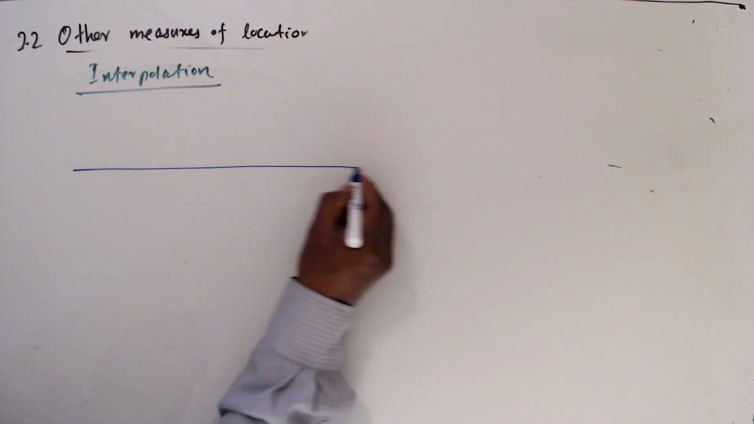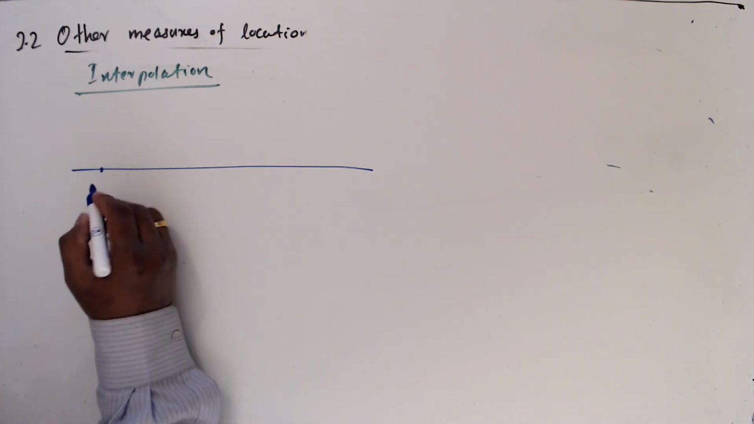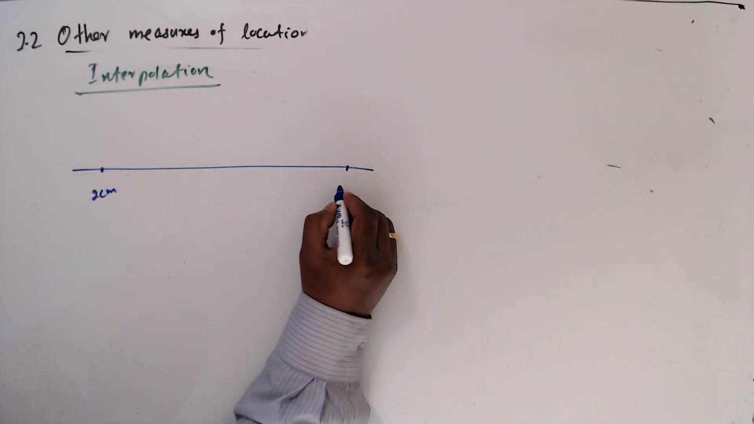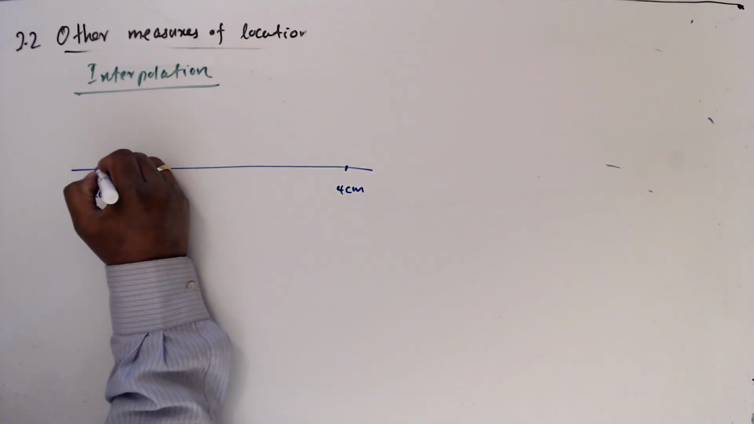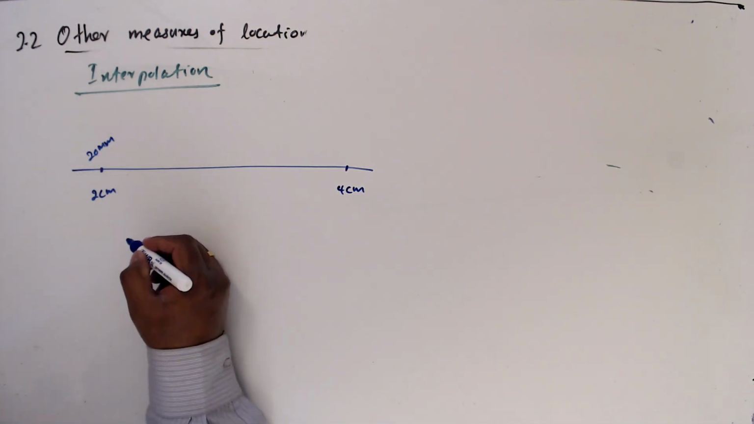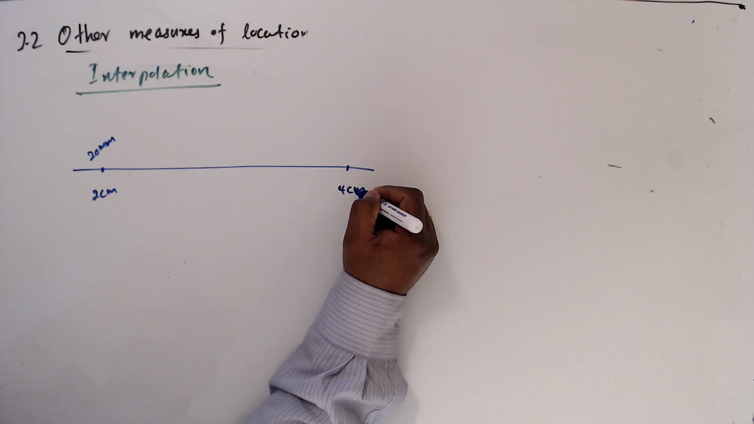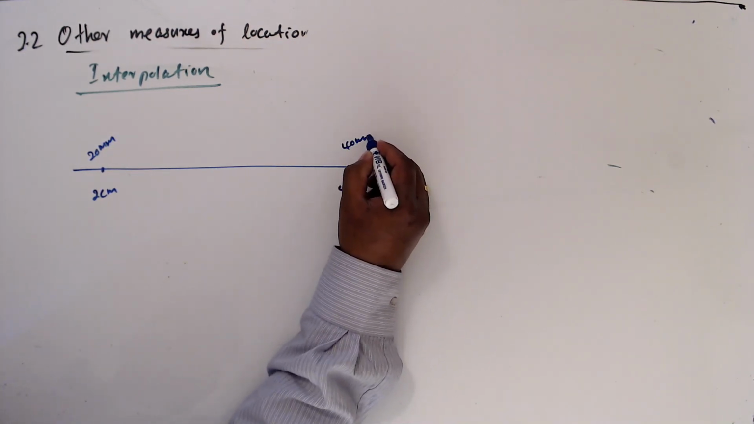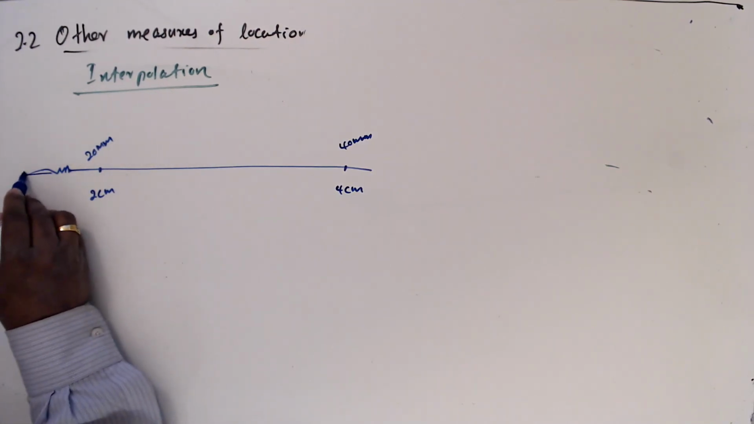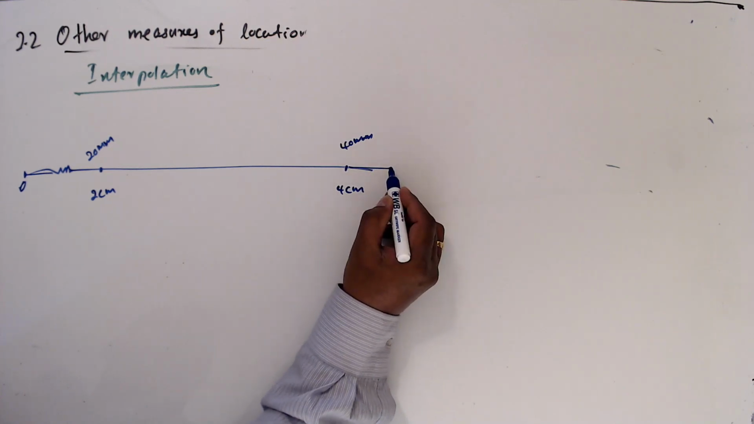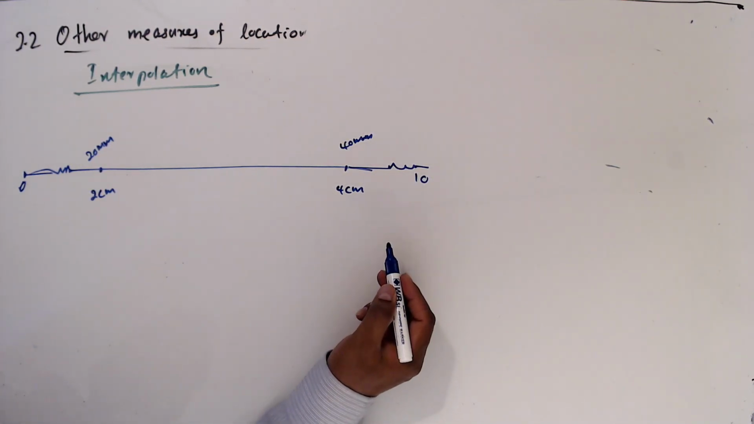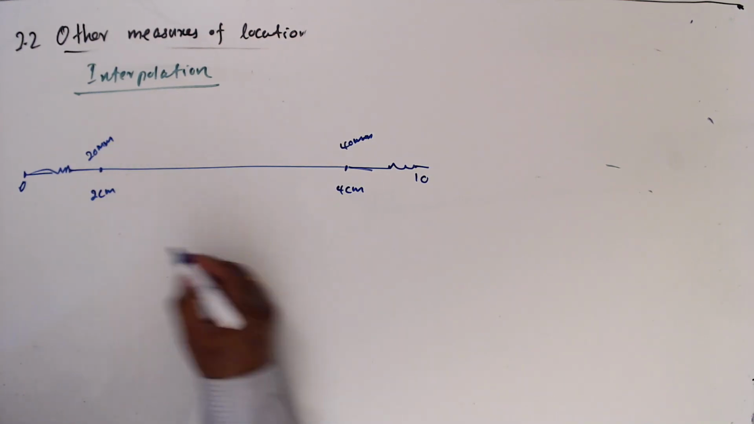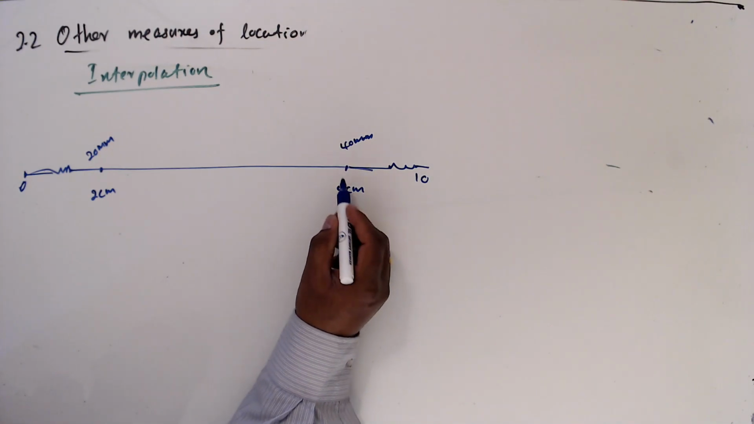And this is a ruler. This place is 2 centimeter. This place is 4 centimeter. In terms of millimeter, what is this one? 20 millimeter. And 4 centimeter in terms of millimeter, which one? 40 millimeter. So this is a ruler. It goes from 0 up to 10. Now when it is 2, you can see 20 millimeters on the other side. And if it is 4, you can see 40 millimeter.